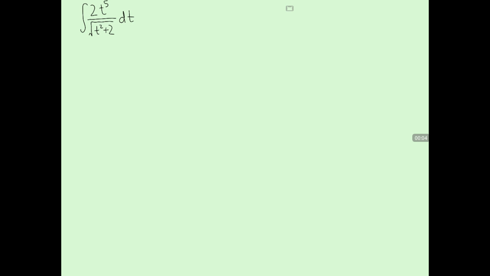We are going to take the integral of 2 times t to the 5th over the square root of t squared plus 2. Now, there's a lot packed into this innocent-looking problem, so let's get started. So the denominator, t squared plus 2, we really don't like this 2 here. We would much rather prefer a 1.